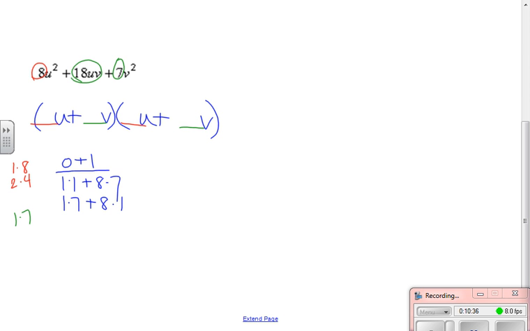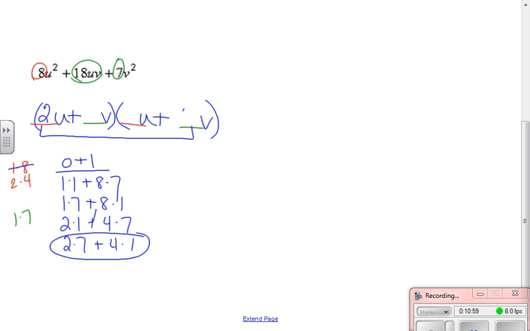That's 15. Still doesn't work. 2 times 1 plus 4 times 7. Too big. 2 times 7 plus 4 times 1. 14 plus 4. That's my answer. So the factor of 8 is a 2. It goes right here. That needs to get multiplied by the 7, which is a factor of the v. The factor of 8, which is 4, needs to go with the u. That needs to get multiplied by 1, which is a factor of the v.